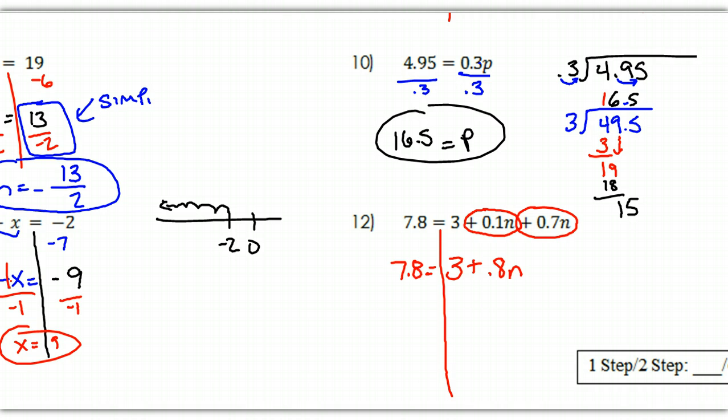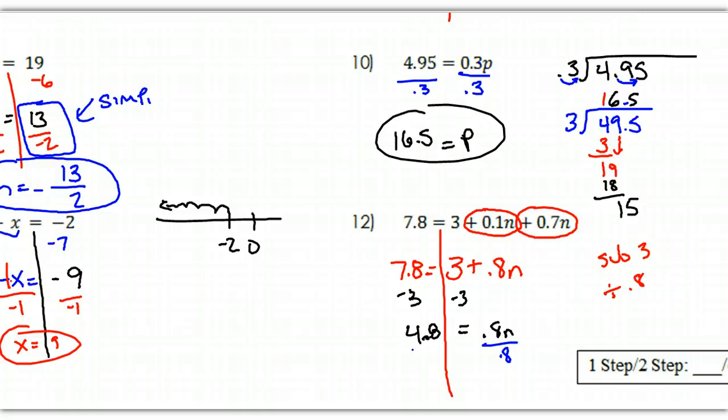And now we're going to go ahead and subtract 3 first, and then divide by 0.8. So when we subtract 3 from each side, we get 4.8 equals 0.8n. I'm going to run out of some room here, so I'm going to go over to the side. We have to divide by 0.8 on both sides. So it's really 0.8 into 48, or 4.8, sorry.